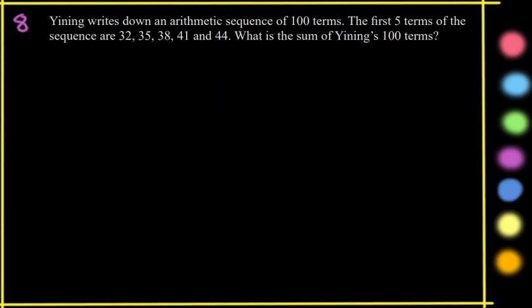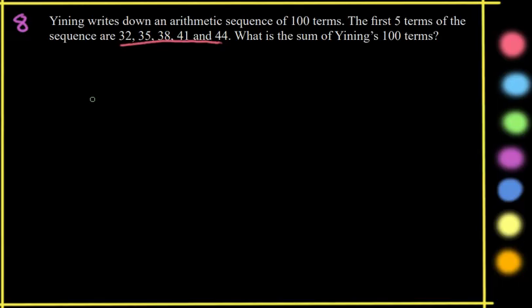Okay, let's take a look at problem 8. This one says, Yining writes down an arithmetic sequence of 100 terms. It says the first 5 terms of the sequence are these numbers. What is the sum of Yining's 100 terms? Okay, so the first thing you can look at is the difference between each adjacent pair is 3.